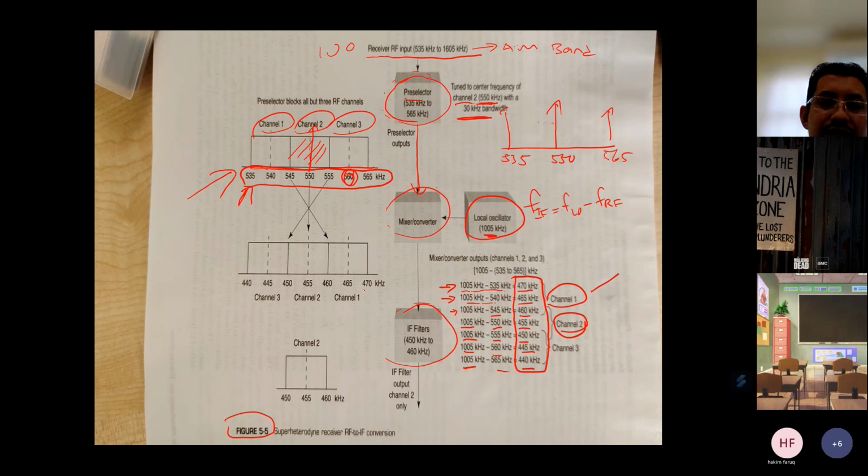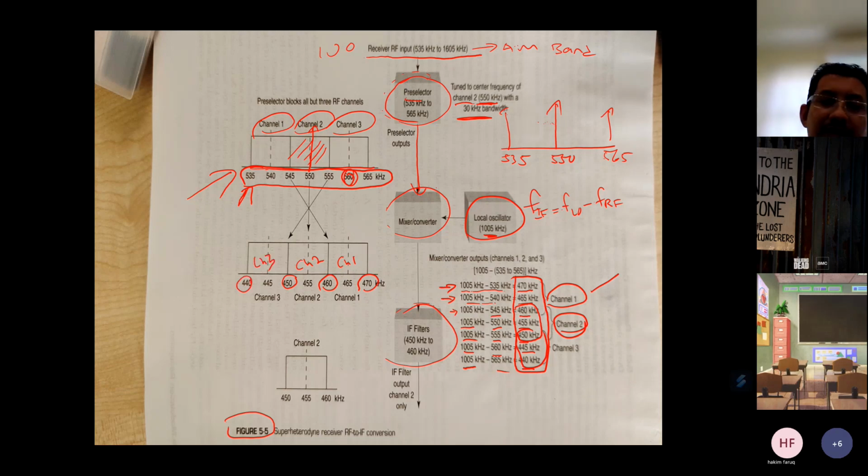Dan kalau you lihat, channel 1 berada pada 470 hingga 460, from 470 until 460. So you see that from 470 until 460, this is channel 1. Okay, and for channel 2, 460 until 450, so this is channel 2. And then for channel 3 daripada 450 sampai 440. So this is channel 3.